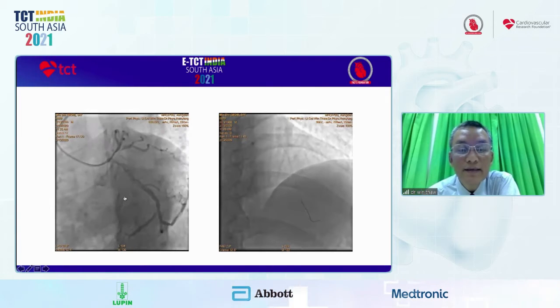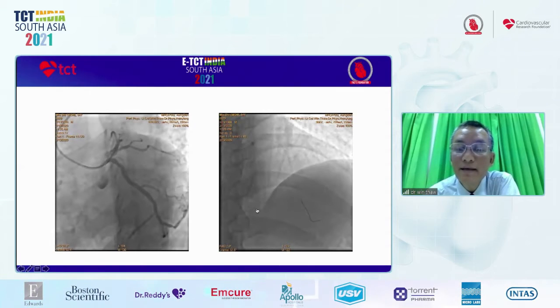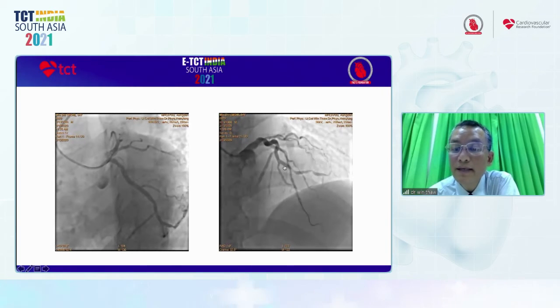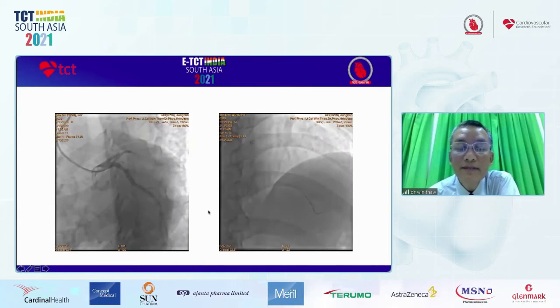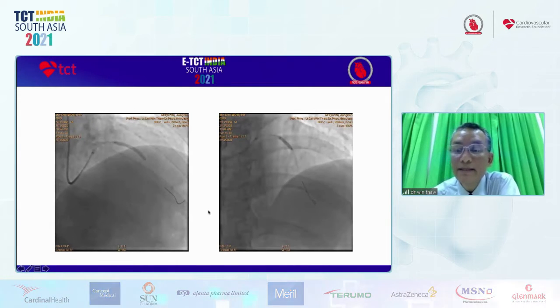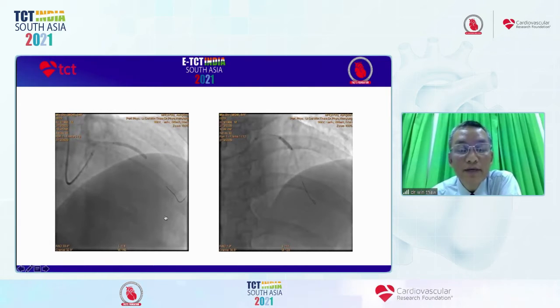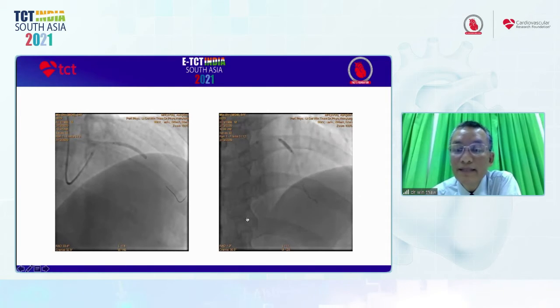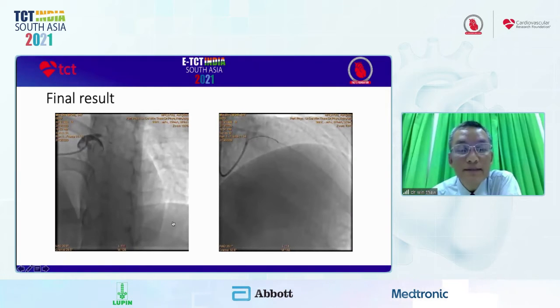So you can see that my guiding catheter is up to the circumflex. I can go into the target lesion. Finally, I can manage my wire to pass through the target lesion, the target vessel, LAD. After this stage, the rest of the procedure is easy and straightforward. I do the pre-dilatation and then put the drug-eluting stent 3.0 by 29 millimeter to the mid-LAD and then do the post-dilatation. Here are the final results.